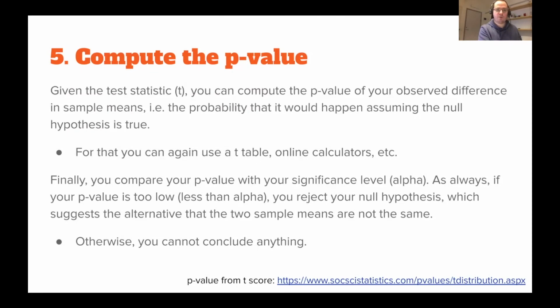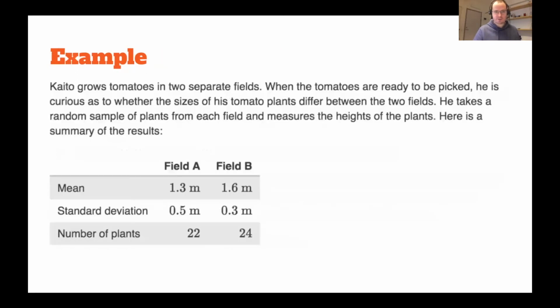And now we're going to go for an example. I'm going to work through an example, which is this one, about this guy called Kaito who grows tomatoes. And again, this example is also from Khan Academy.